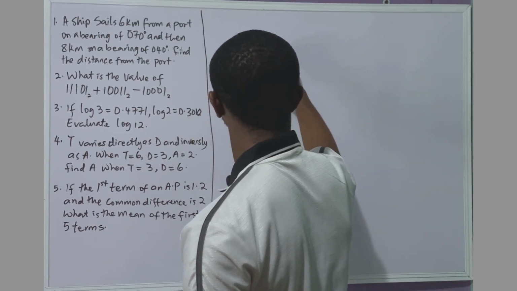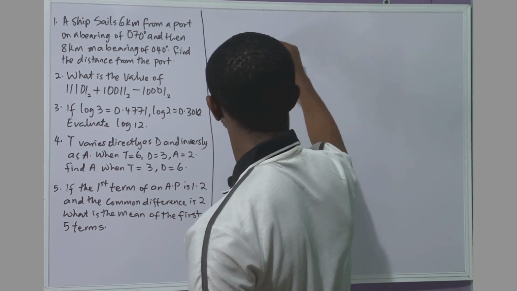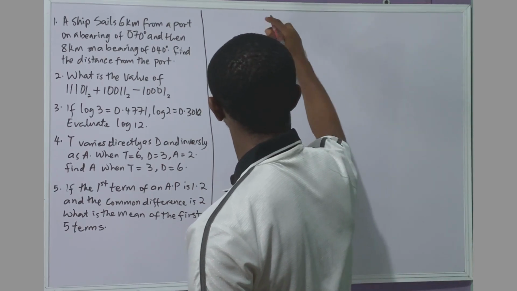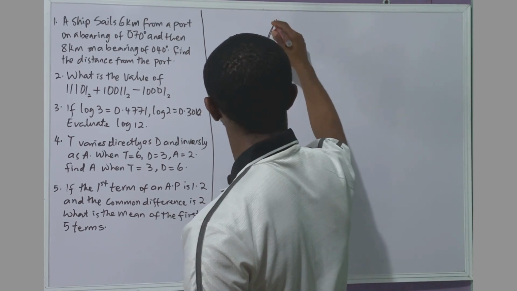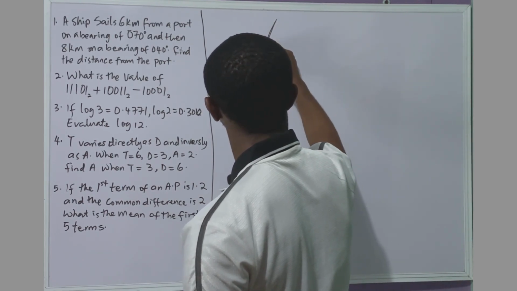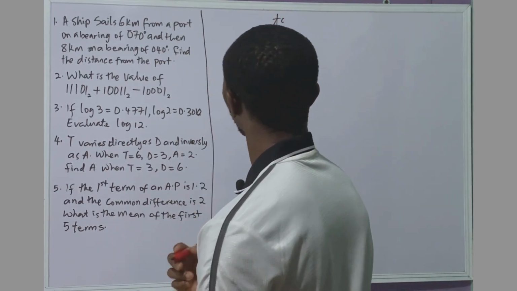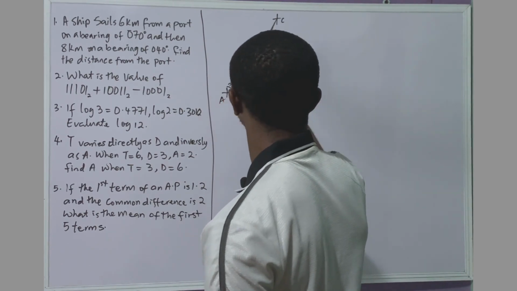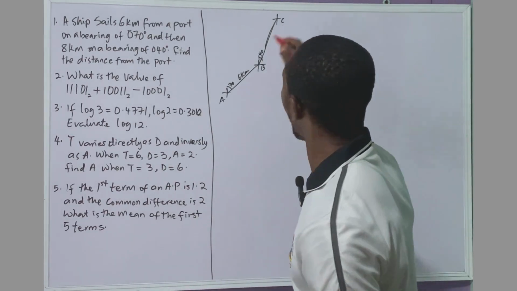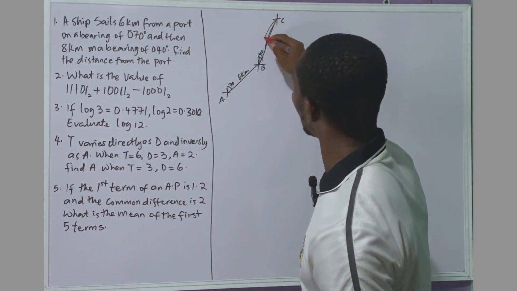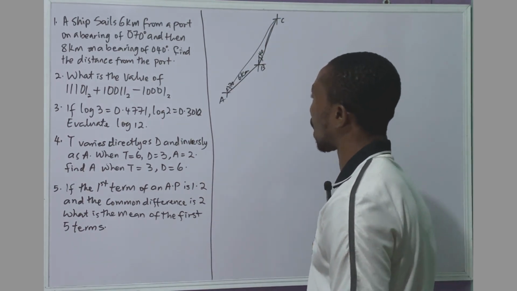Now 40 degrees, all right, to a point C. So let's have this as A, B, and C. Now, the question is, how far is it from this point to this point? That's what we are being asked.